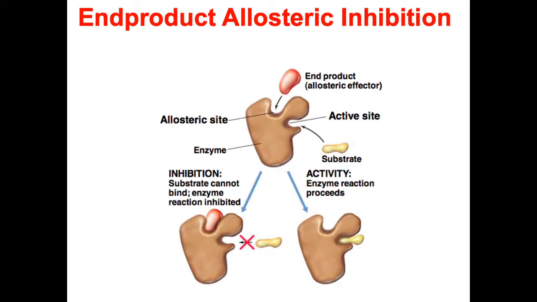The same thing applies to end product allosteric inhibition. So this is your allosteric site, your end product allosteric factor is here, and this is the active site for the substrate. Two things are possible. If the inhibitor attaches, the substrate cannot attach. If the inhibitor does not attach, then the reaction will proceed.